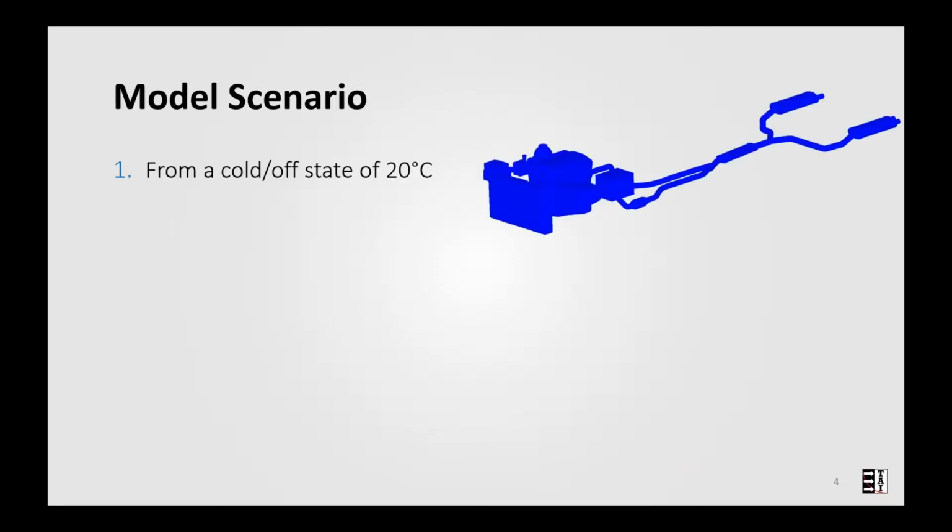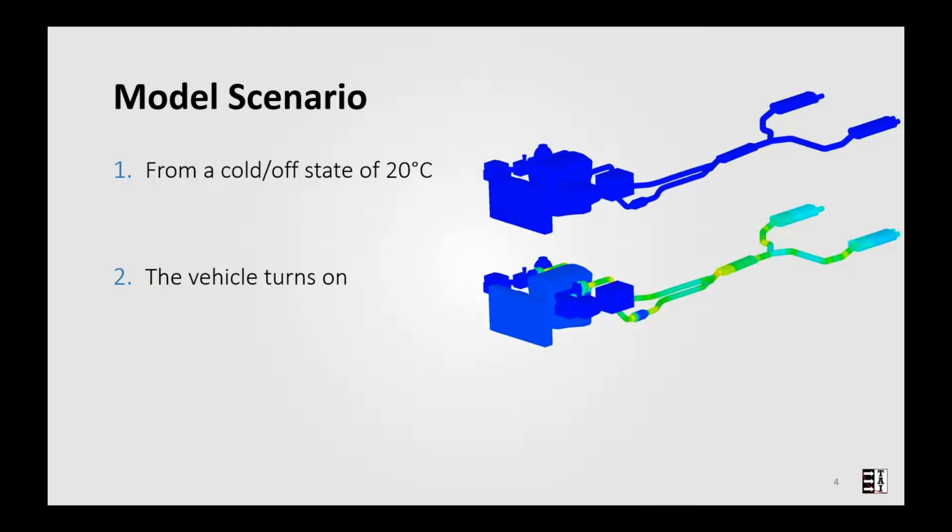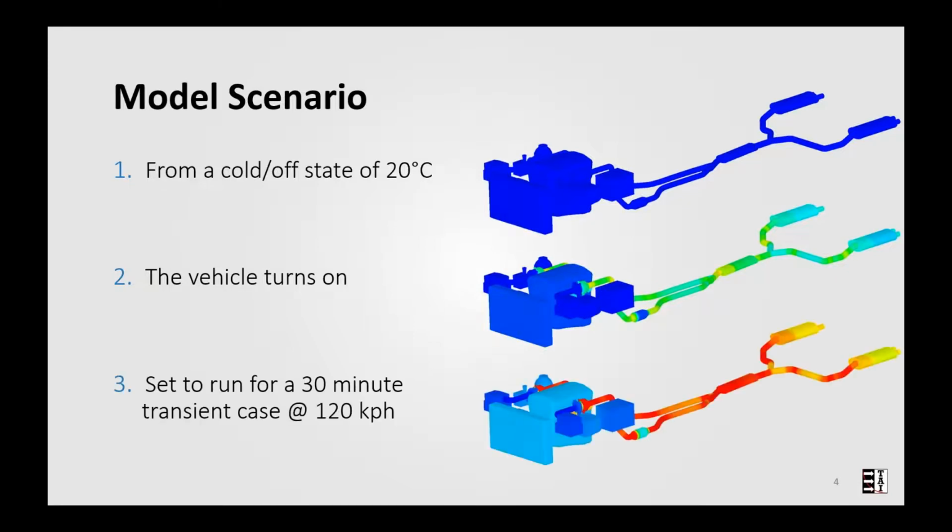We will be modeling a transient warm-up case. The vehicle will start and be initialized at a temperature of 20 degrees Celsius. The vehicle will then be turned on and the engine and exhaust components will begin to heat up. The model will then be run for a 30-minute transient case with the vehicle traveling at 120 kilometers per hour.